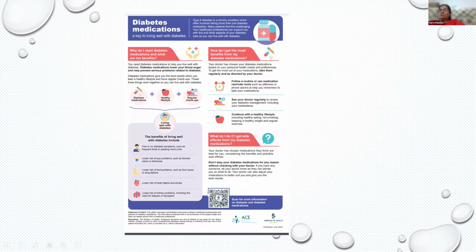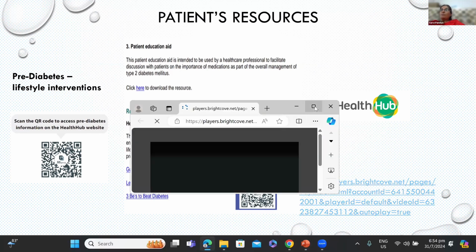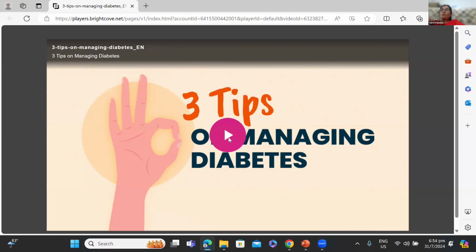If the patients are IT friendly, we can just ask them to scan the QR code and all the information will come on their handphone. It includes patient education aids on what is a healthy lifestyle and living with diabetes. These are the things that will appear for patient education. HealthHub also has good information on diabetes for patients. And for pre-diabetes lifestyle intervention, this is a QR code patients can scan and follow this advice. And this is just a brief video of the patient education that they have made.